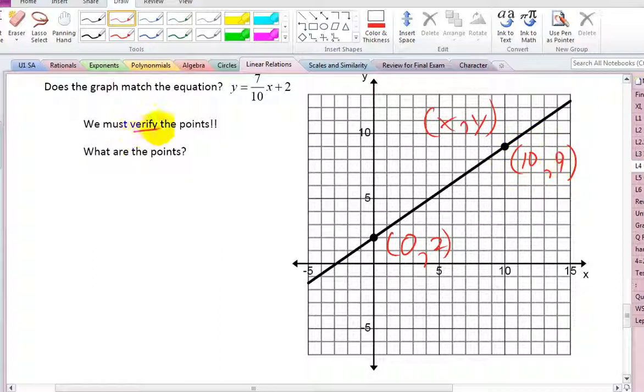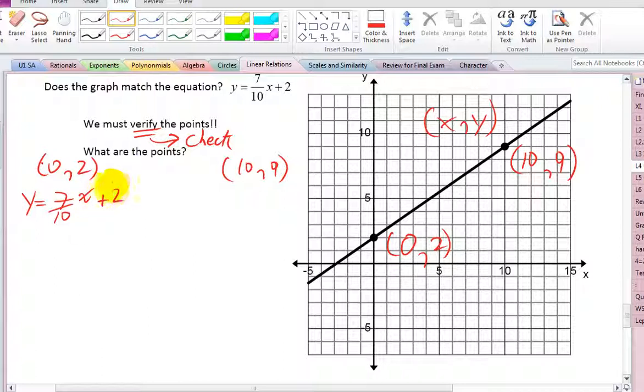So we must verify the points. Verify means check. So we start with the point 0, 2 on the left side, and on the right side we will do 10, 9. We got to check 2 points. So the equation is y equals 7 over 10 times x. Notice how I'm writing x high? I'm doing that to help you. So I'd suggest you do that as well.